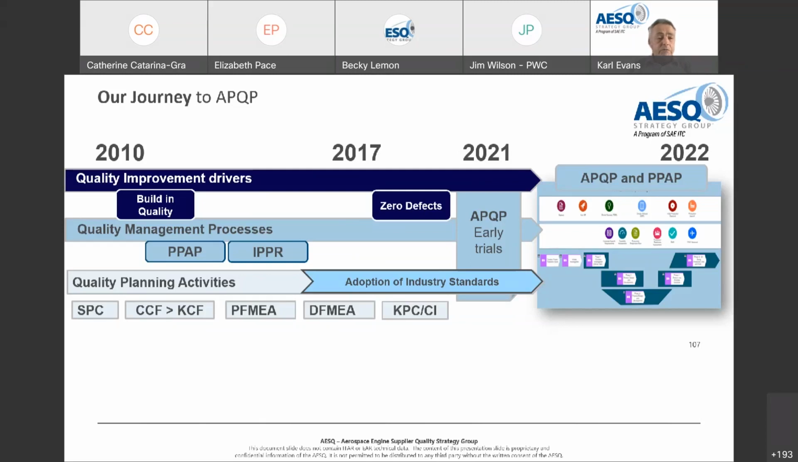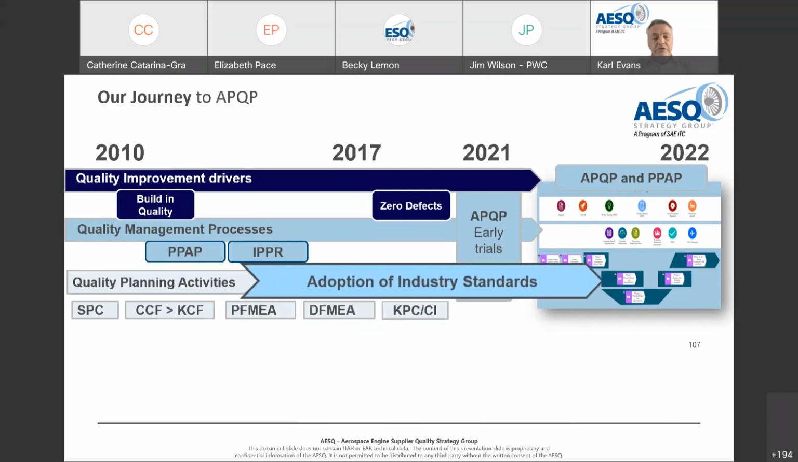And I could give you a catalogue of other types of planning activities where originally the early days were heavily focused on the SPC, and then we built on that to understand what key product characteristics are, really get into FMEA and so on and so on. And all this stuff has been a catalogue of a journey towards APQP and PPAP as a clear requirement and quality management system attribute within our business. Could you click on one more?